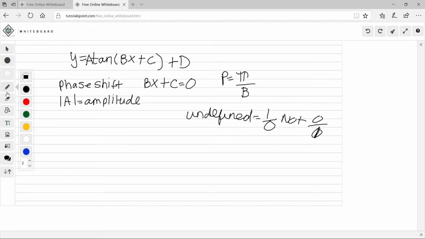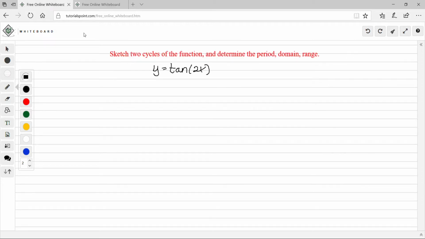Last time, for the sine and cosine graph, we had a max and min. In this case we won't for the tangent. The amplitude is still important, but it's not going to give you your max and min. So to understand this, we'll do a problem. We are given y equals tangent of 2x. We have to sketch 2 cycles of the function and determine the period, domain, and range.